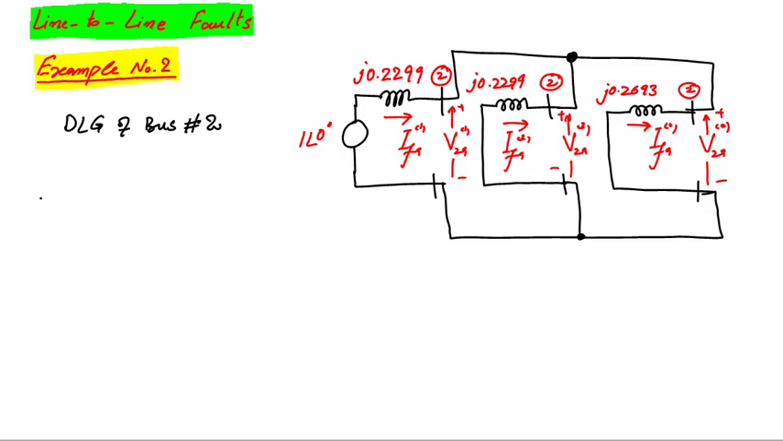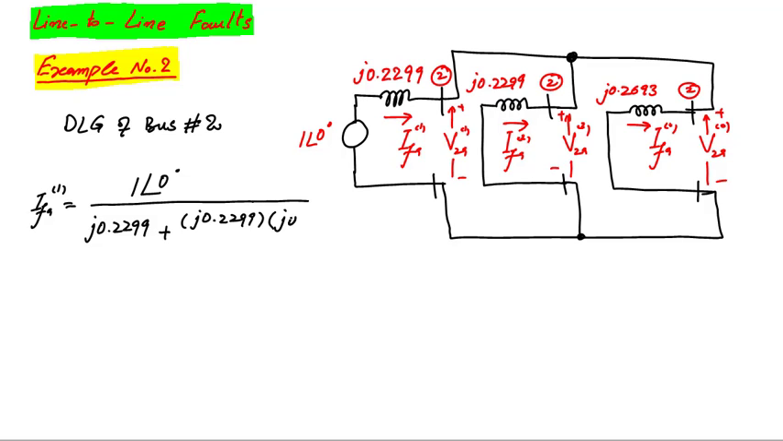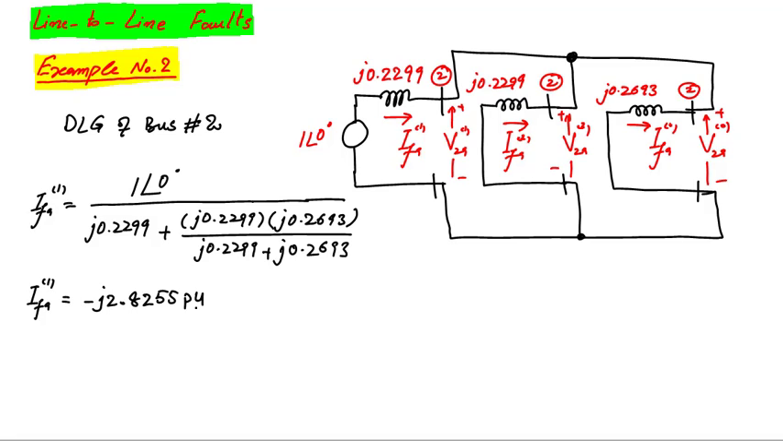So IFA positive sequence is equal to the pre-fault voltage divided by the series combination of this positive sequence impedance with the parallel combination of negative and zero sequence. That is, the positive sequence reactance plus the negative sequence reactance times the zero sequence reactance divided by the negative sequence plus zero sequence reactance, which is the parallel combination of negative and zero sequence reactances. The result of this calculation will be minus j2.8255 per unit. This is the positive sequence component of the fault current.